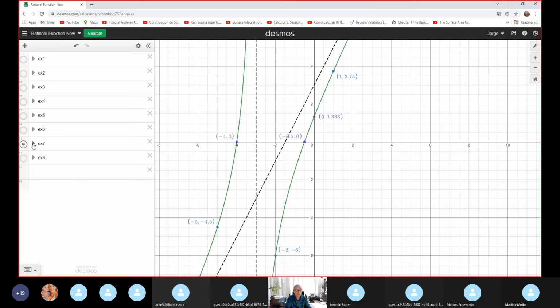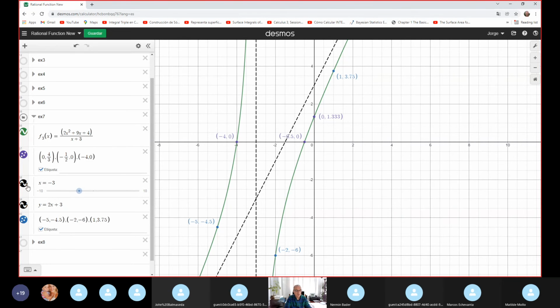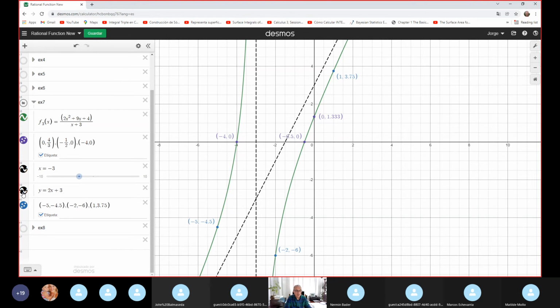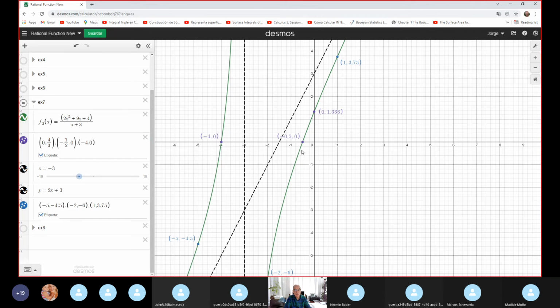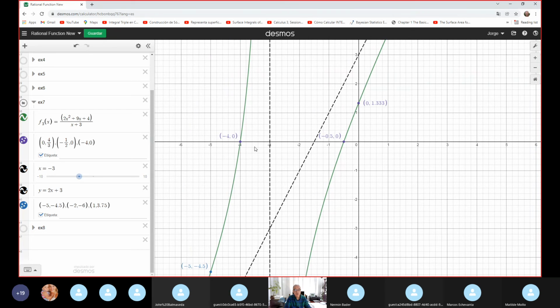Now let me summarize this example. This is our original function. This is the vertical asymptote, look, I'm flashing it at -3. And this is our famous line, the slant asymptote, 2x plus 3. Look at that. We have one y-intercept, which is 0.1333 repeated. We have two x-intercepts, at -1/2 and -4. Look, zoom in: -0.5 and -4, right?